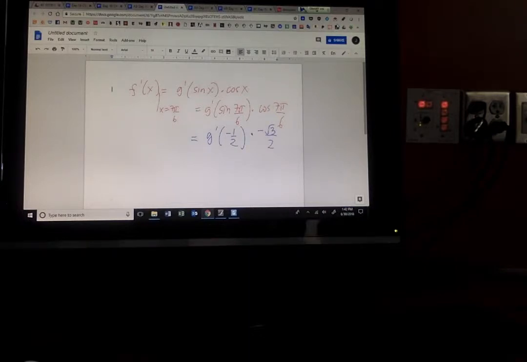Now look at me. Observe the confusion amongst kids. So how do I find it? No! It was given. Be alive. It was given to you. G of negative 1/2 is 7. I told you the answer magically shows up. So it's 7 times negative radical 3 over 2. Final answer? Negative 7 radical 3 over 2.